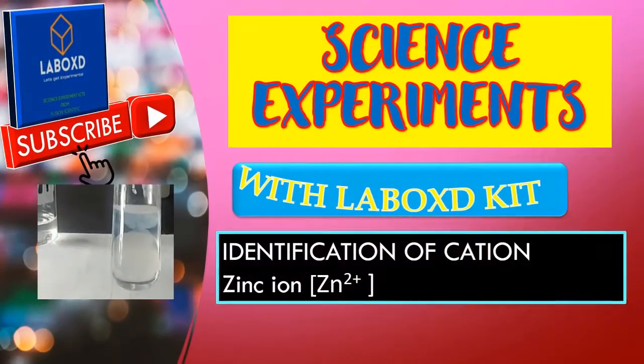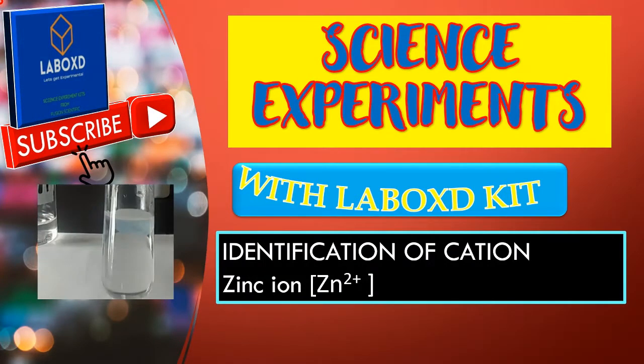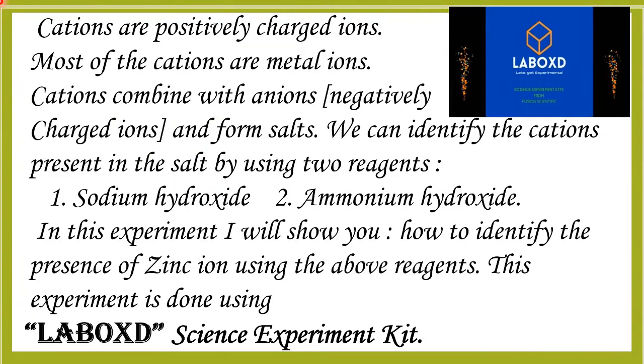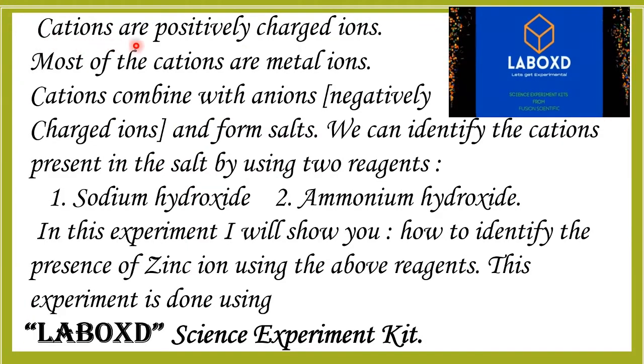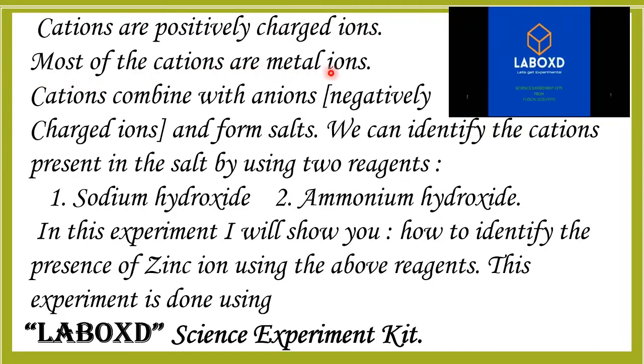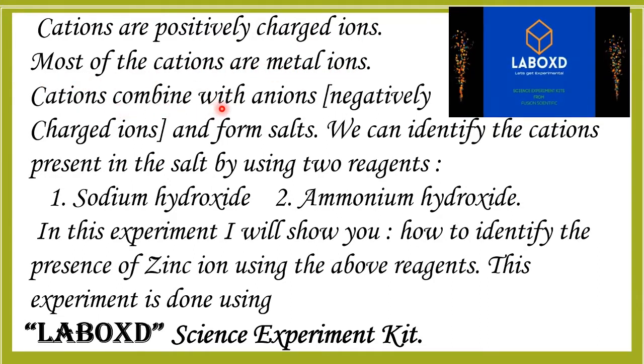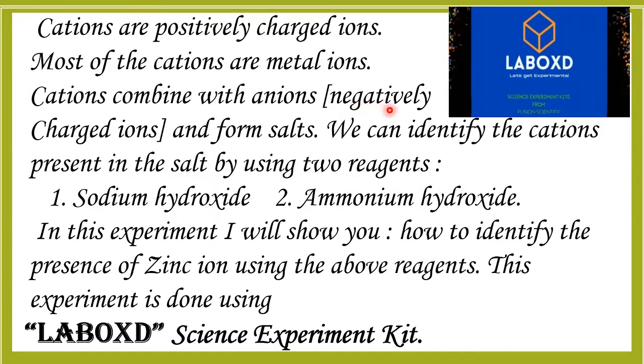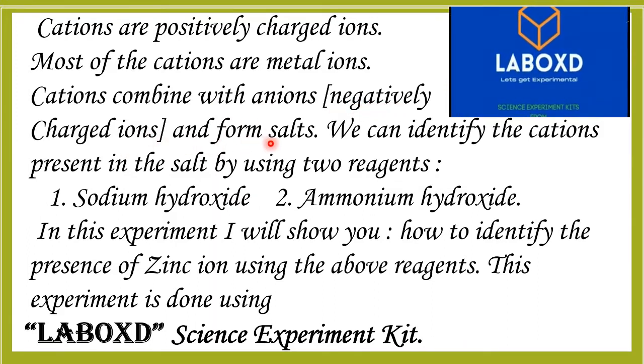In this experiment, let us see how to identify the cation zinc ion. Cations are positively charged ions. Most of the cations are metal ions. Cations combine with anions, negatively charged ions, and form salts.